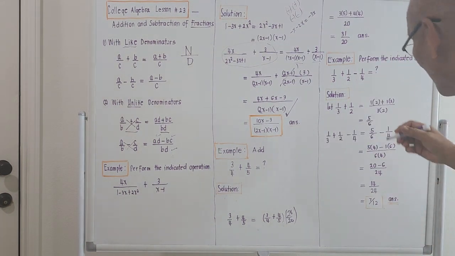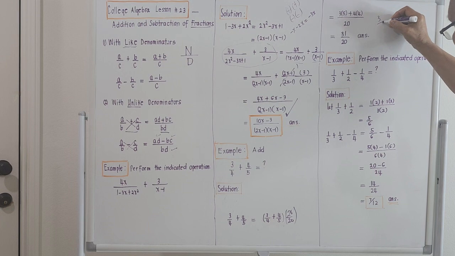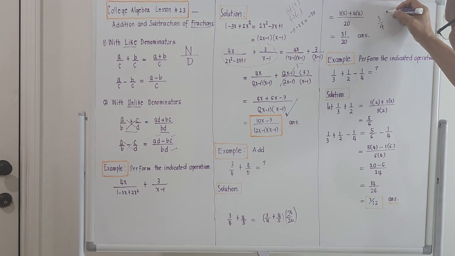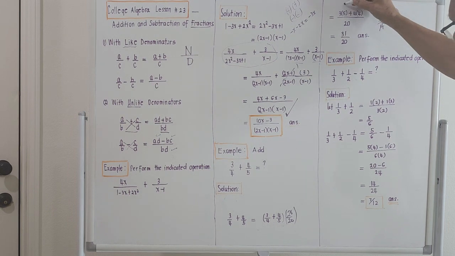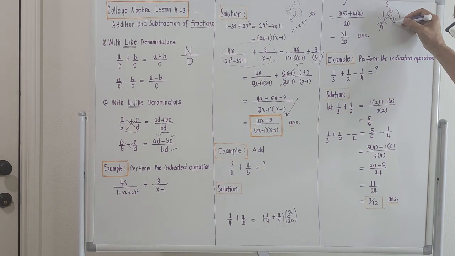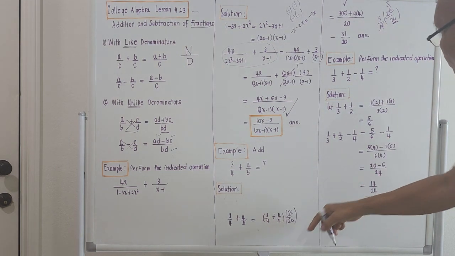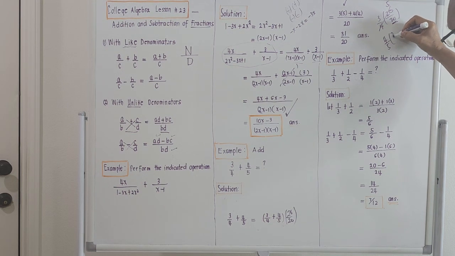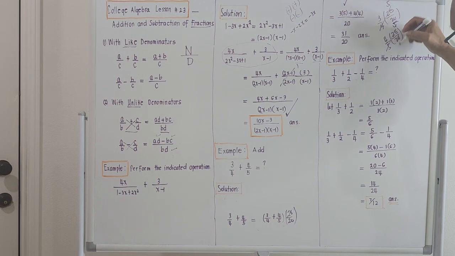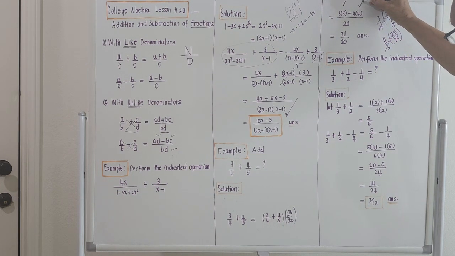Because if we multiply 3/4 by 20 over 20, what will come out? This is 5, right? So 3 times 5 will be 15, all over its denominator 20 for the first one. The second one, you take 4/5, multiply by 20 over 20. This one cancels, so 4 times 4 is actually 16.